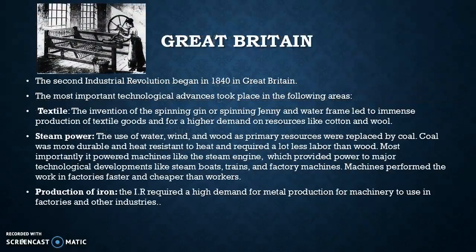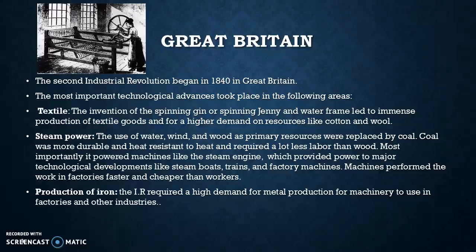In Great Britain, the Second Industrial Revolution began in 1840. The most important technological advances took place in the following areas. Textile industry: the invention of the spinning jenny and water frame led to immense production of textile goods and a higher demand on resources like cotton and wool.